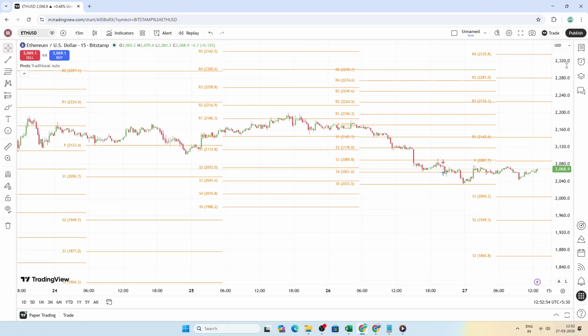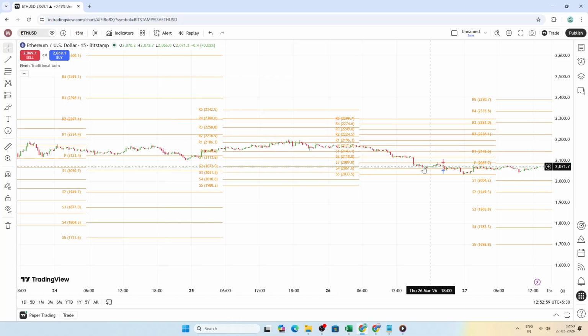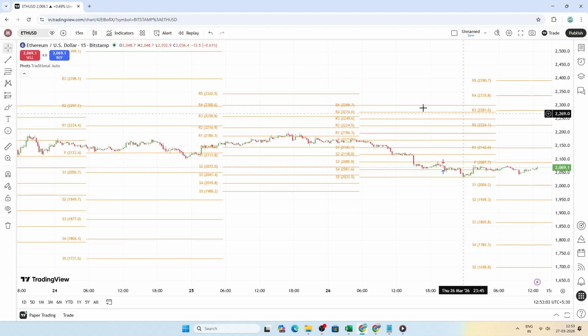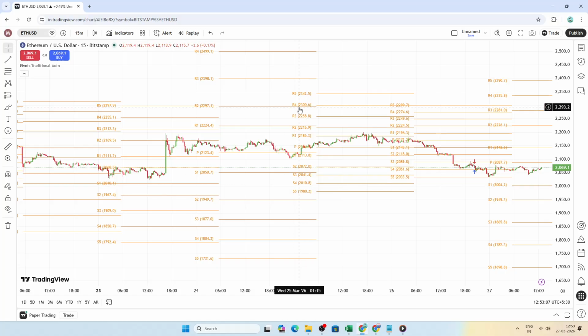Think of the P line as the reference point. Price trading above it suggests a bullish bias for that period, while trading below hints at a bearish tilt. The S and R lines mark areas where price has historically paused or reversed.